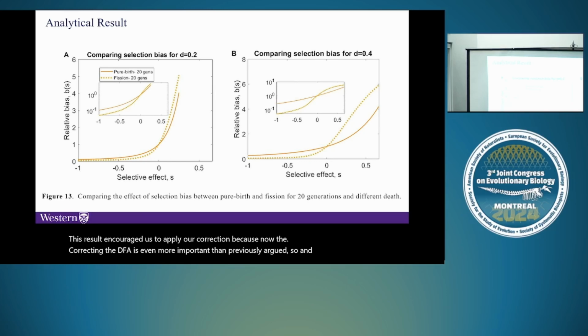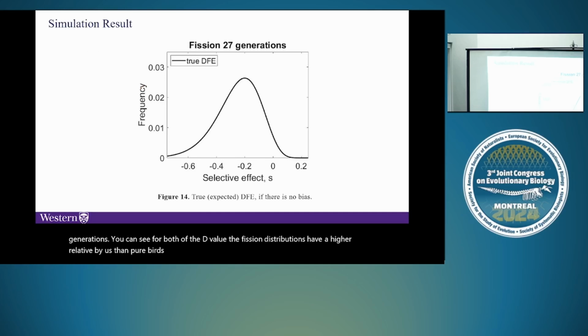Comparing the selection bias for different D values, again, dotted is for the fission distribution and solid is for the pure birth model, for 20 generations. You can see that for both D values, the fission distribution has a higher relative bias than the pure birth model. Let's talk about the simulation results, which are very interesting.